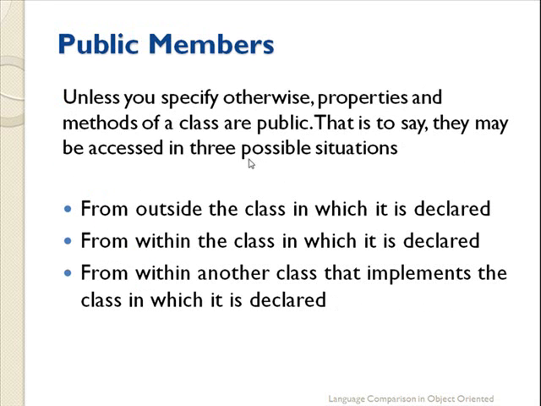Public members. Unless you specify otherwise, properties and methods of a class are public. That is to say, they may be accessed in three possible situations. One is from outside the class in which it is declared. Next, from within the class in which it is declared. The last one is from within another class that implements the class in which it is declared.